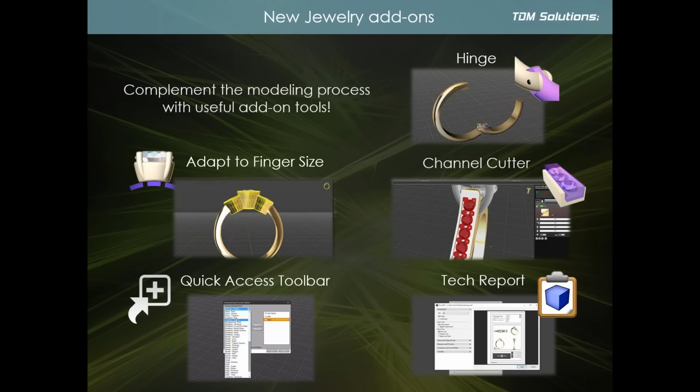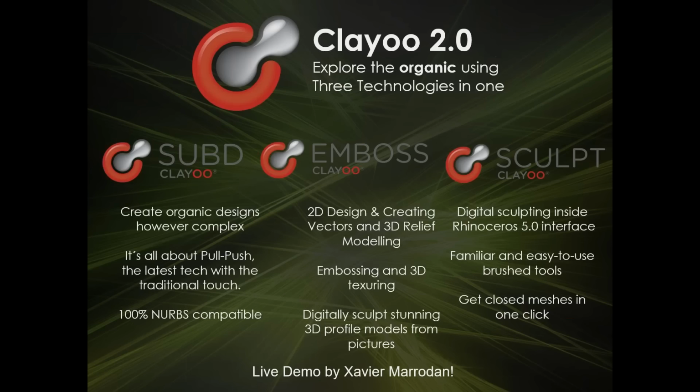And the quick access toolbar. What's that? RhinoGold has about 600 tools, I think. But at the end of the day, most of you use 15, 20, right? So now you can customize the toolbar of RhinoGold with your preferred tools. No need to jump from one tab to another. You can actually customize the 15, the 20 most used tools, and you have direct access. What else? Oh, that's it.